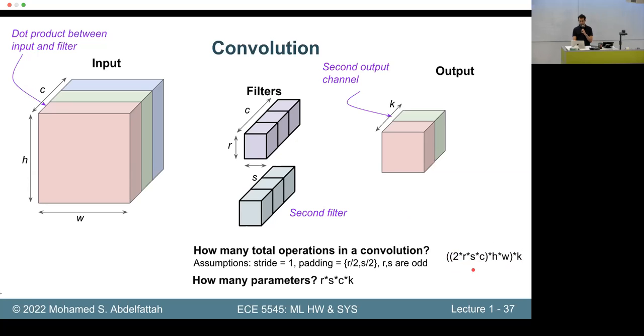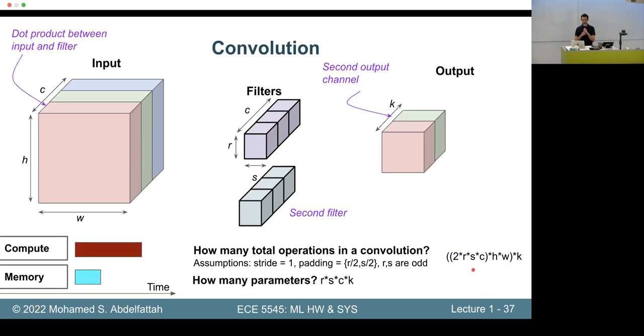And if we think about the number of parameters, they're actually much smaller. They're just the volume of those filters. So R times S times C times K filters. And so this is an example of a very compute-bound operation. It takes very little time to fetch those filters from off-chip.